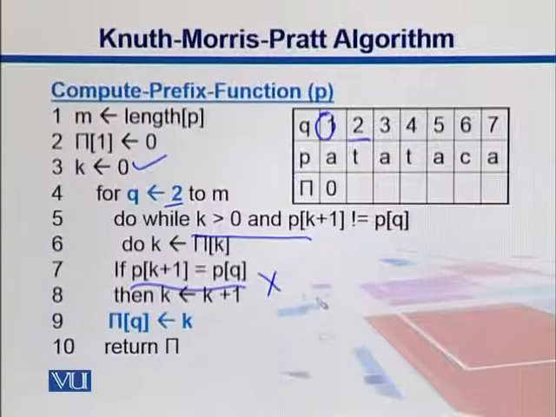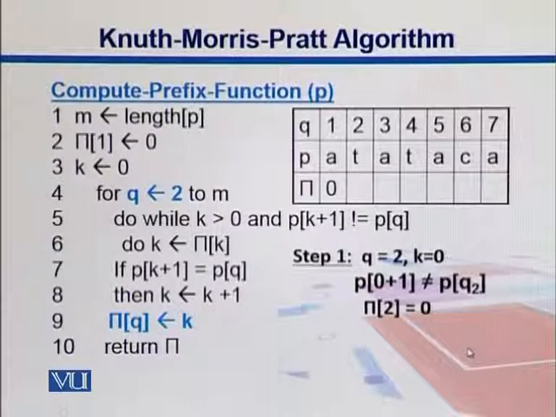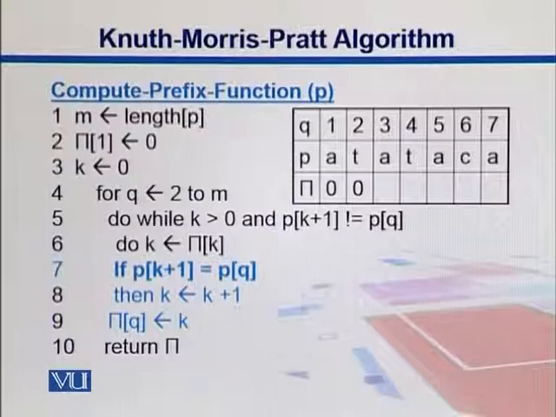And here we put the value of k into pi of q. So right now pi of 2 is equal to 0. After this first step, we have q equal to 2, k equal to 0, and p of 0 plus 1, which is p at position 1, that was A, and it was not equal to p of q at 2, which is T. So in that case, we substitute a 0 over there.